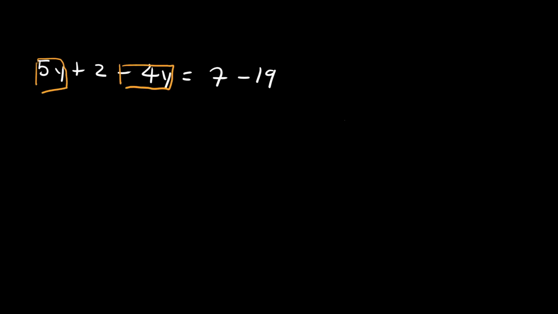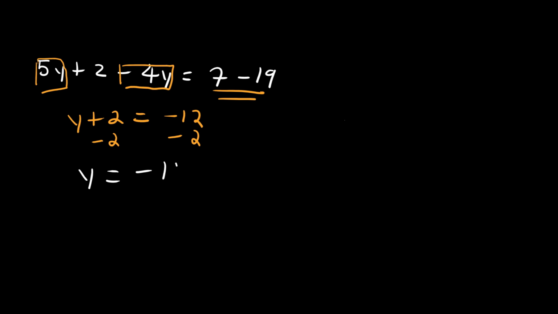Try to solve this equation. 5y plus 2 minus 4y equals 7 minus 19. Okay, so let's try to look for like terms. This is 5y and this is negative 4y. These are like terms. 5y minus 4y will give me y plus 2 equals. These are also like terms. 7 minus 19 is negative 12. Now let's subtract 2 and let's subtract 2 over here. So our final answer will be y equals negative 14.